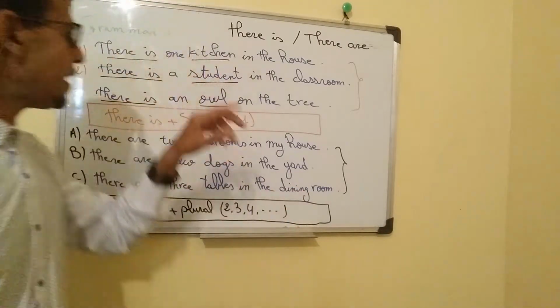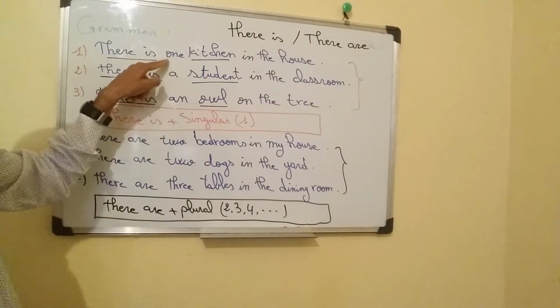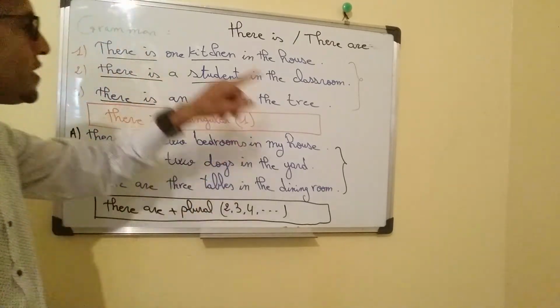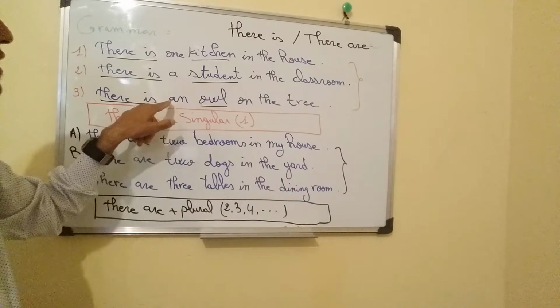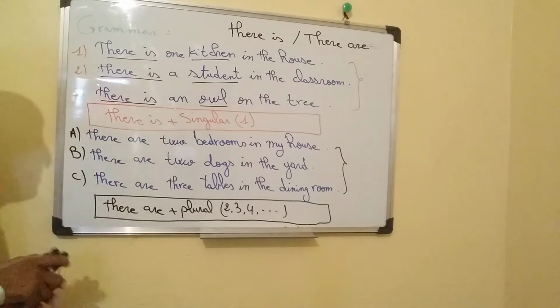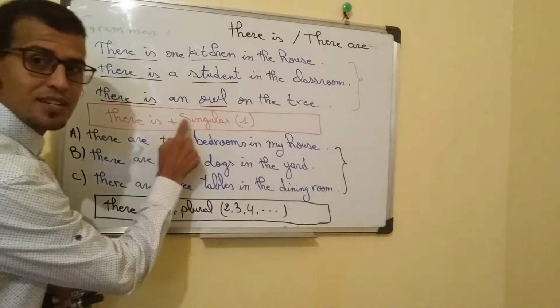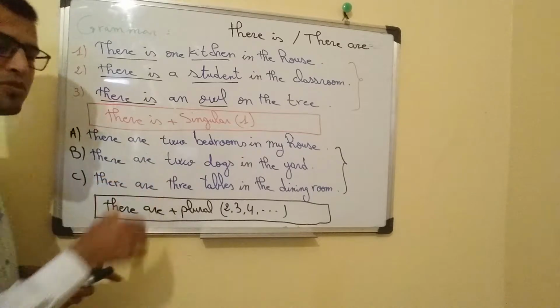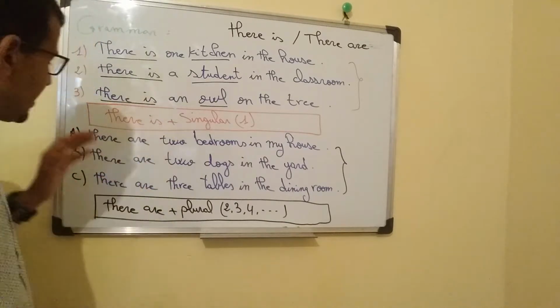So a, one, and an mean one. Okay, so here, there is one kitchen, there is a student, and there is an owl. So we use here what? We use there is. So we use there is plus what? Singular noun. What is singular? It means one. Great. Let us move to the next group of sentences that I have here.